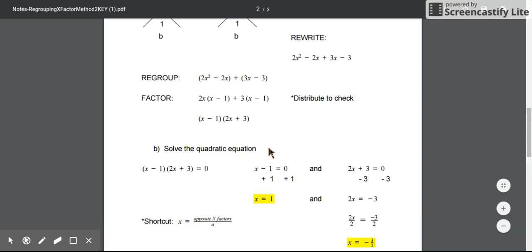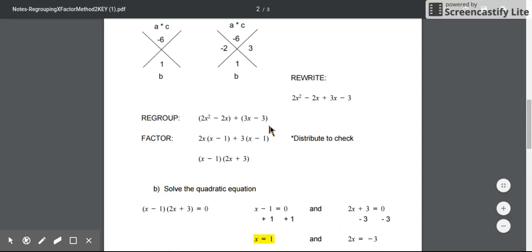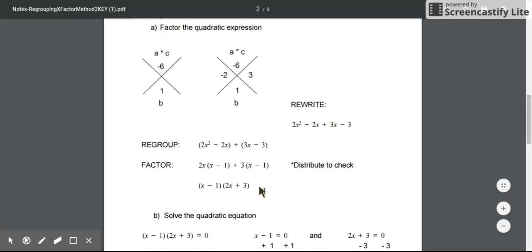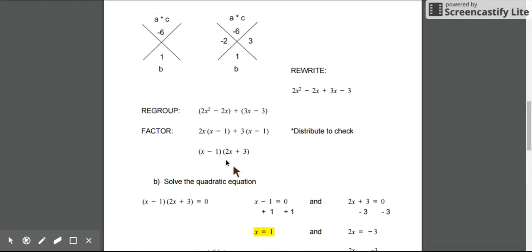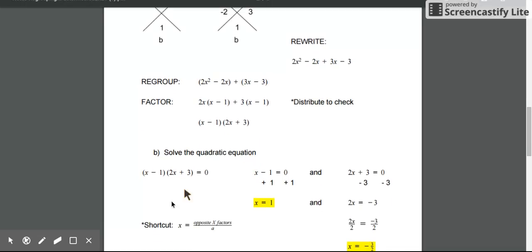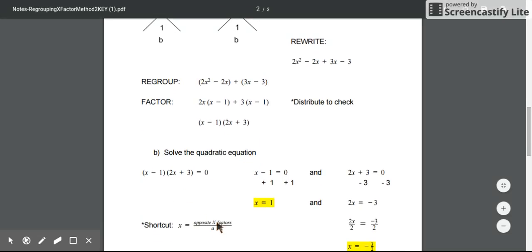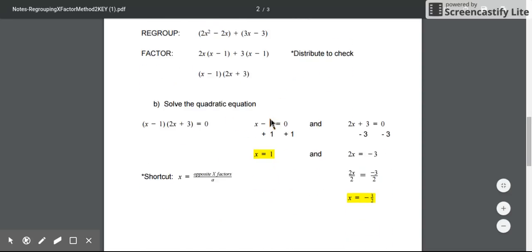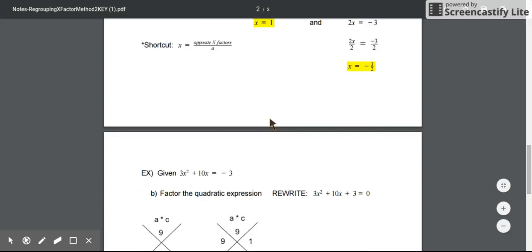So to factor a quadratic where the a term is bigger than 1, you're going to have to use the x factor and regrouping steps. But to solve it, you've got two choices. You can use your factors that you came up with and find zeros, or you can use this little shortcut method and go back to your x and just find the opposite of your factors divided by the a term. However you want to solve.